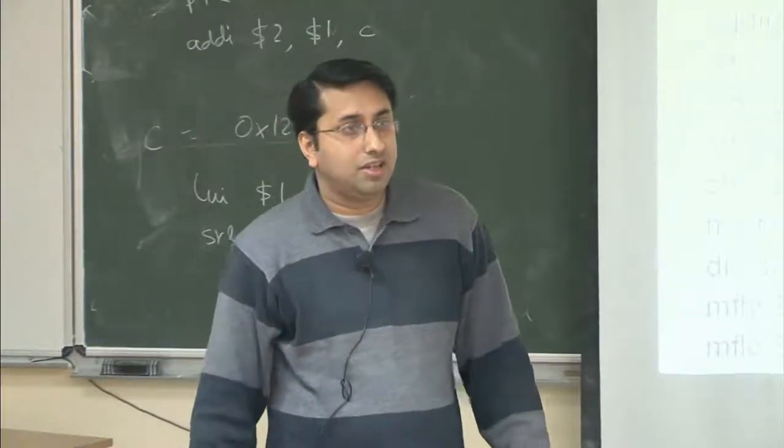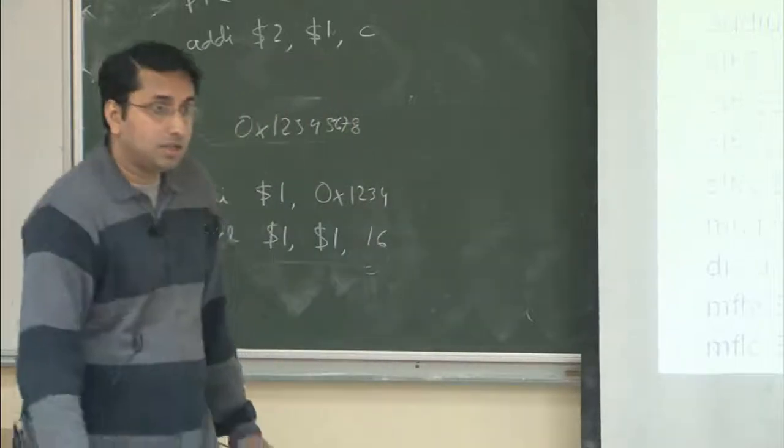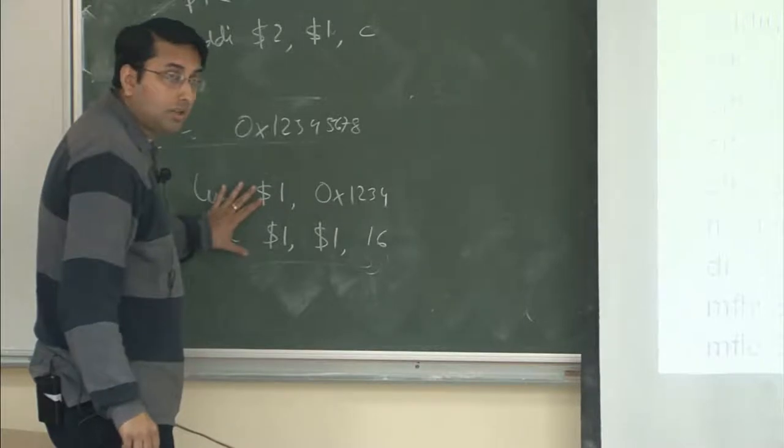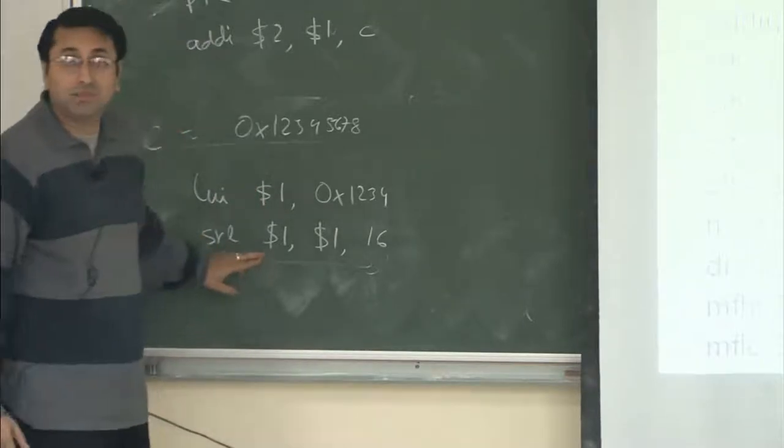So now see, the 1, 2, 3, 4 will come into this one. And so if we again load the value in the most significant bit, wait, is that all? So now the upper bits. Now what is the content of dollar one, can somebody say after this?